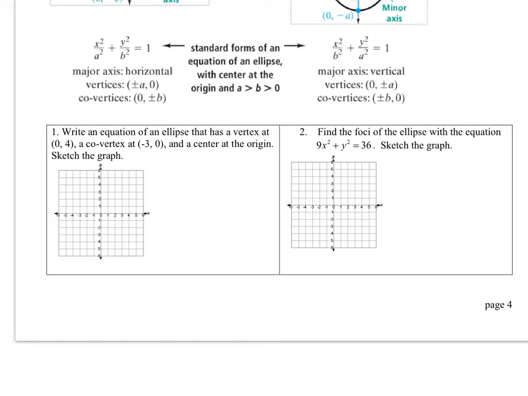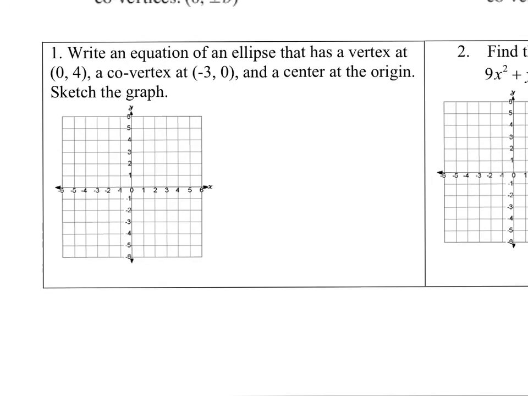Number 1: write an equation of an ellipse that has a vertex at (0, 4) and a covertex at (-3, 0). I'm going to draw a sketch of this. The vertex is at (0, 4) and it's centered at the origin. Another vertex is over here, and the covertex is on the x-axis. So this is stretched out up and down.